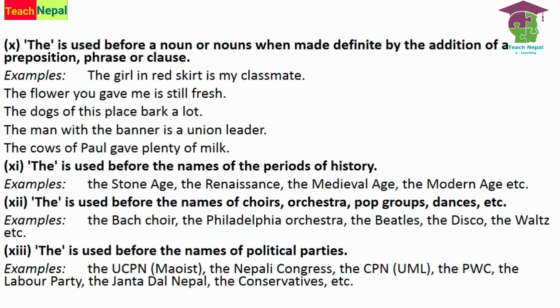Next use is the used before the names of periods in history, the Stone Age, the Renaissance, the Medieval Age, the Modern Age. In this way, the is used before the names of choirs, orchestras, pop groups, dances, the bachelor, right? Or orchestra, in that way, the disco, right? The is used before the names of political parties, the UCPN Maoist, the Nepali Congress, the CPN UML, right? The Labour Party, that way.